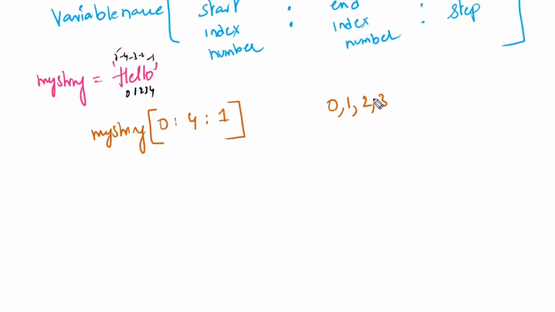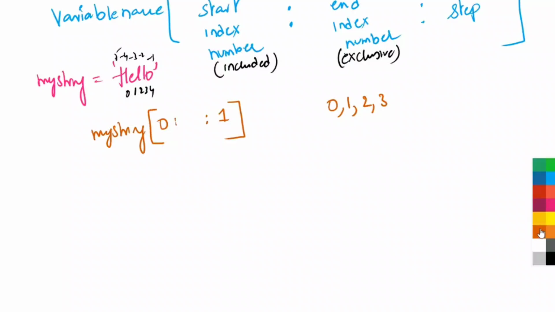For example, if you want up to 4, you have to write 5. If you want up to 6, you have to take up to 7. Whichever number you want, you have to add plus 1 to that, because it is going to take n minus 1. It is not going to include that one. So the most important point is this is inclusive, but this is exclusive. The last number is not going to be included.